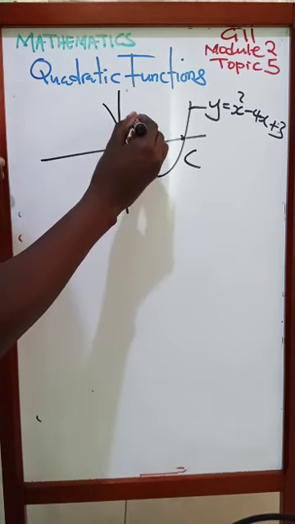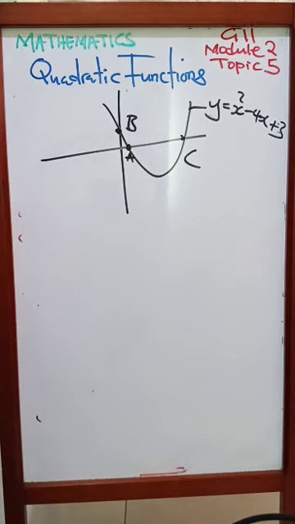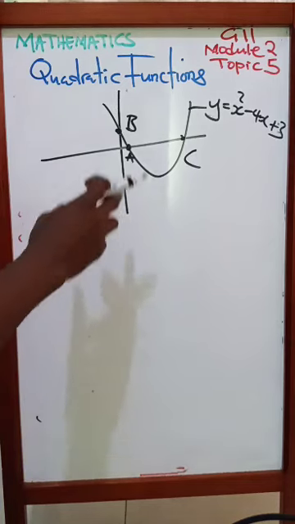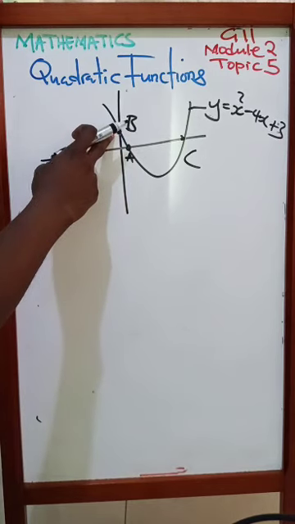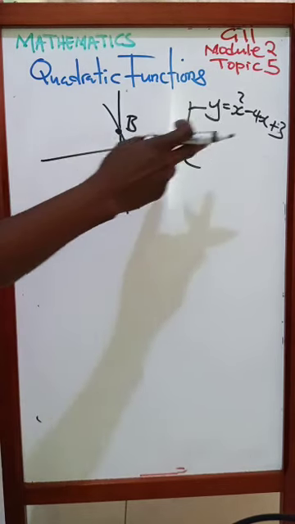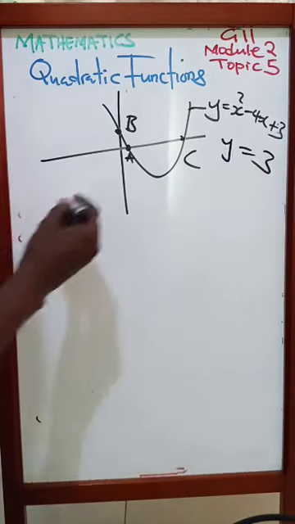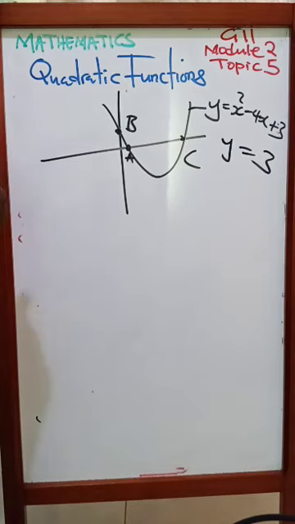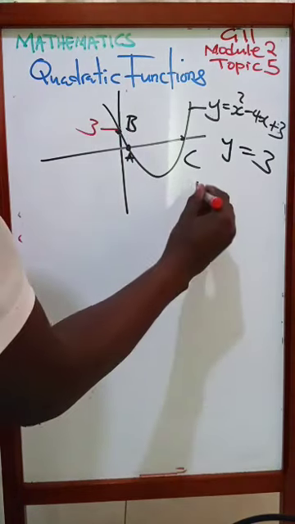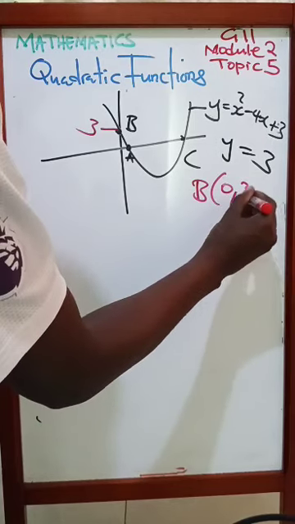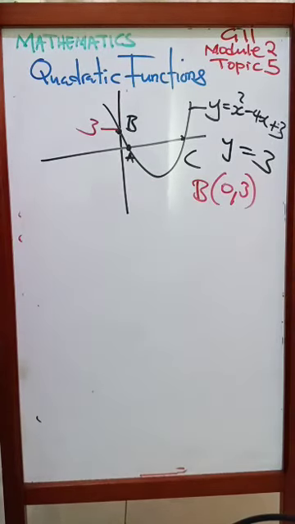Let's put the value of B here. The question says find the coordinates of B, A, and C. In order to find them, this is what we are going to do. At B, remember, to find the y-intercept, you just set x equal to 0. When we set x equal to 0, we get the value of 3. So the value here is 3. How do you write the coordinate at B? B is equal to (0, 3).